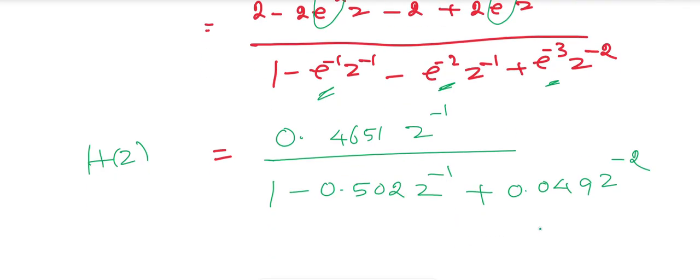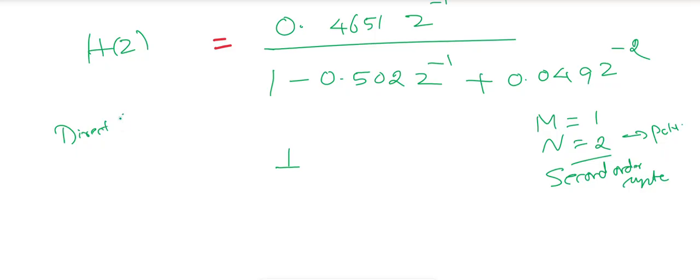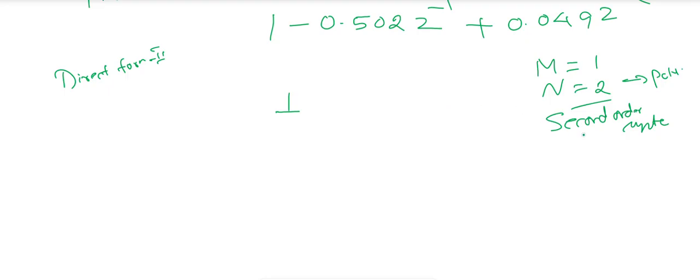Now what is the M value here? The M value is 1, the N value is 2, so there are 2 poles. So the order of the system is second order. This is a second order system with 2 poles. So how to realize the system? With 2 poles, we use the direct form 2 realization. Two delay elements are required, unit delays.